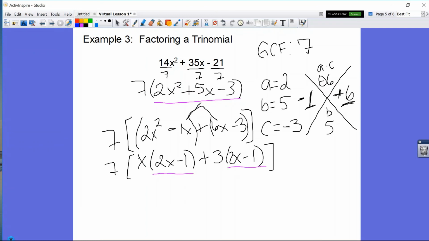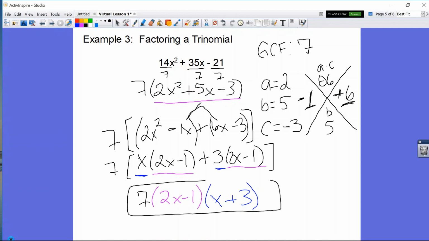These binomials should match, and they do. So I'm going to bring that down, 2x minus 1. That's my common binomial factor. And then if I divide each term by 2x minus 1, if I divide this piece by 2x minus 1, x is what we have remaining. And if I divide the second group by 2x minus 1, the 3 is remaining. All right, and then we can never forget that we always have to have that GCF in the front, because when I multiply these 3 factors together, I should end up with my original product.